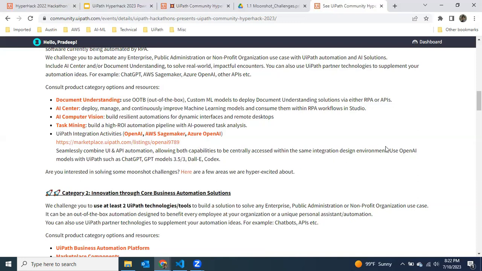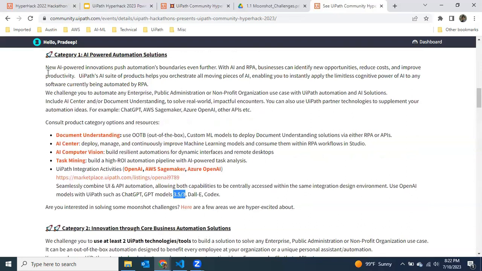Yeah, and you can use ChatGPT, GPT models 3.5, 3, even GPT-4 is available. The API access was released last week. So you can go ahead and explore that if you want to build your use case around it. So that's a very exciting category. Everyone's eyes will be on this particular area.